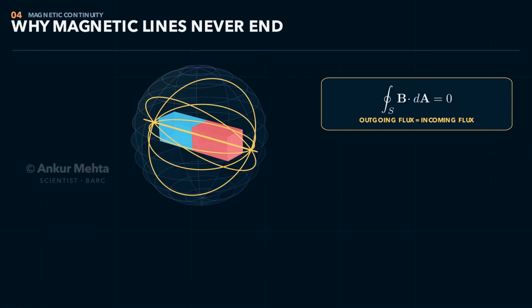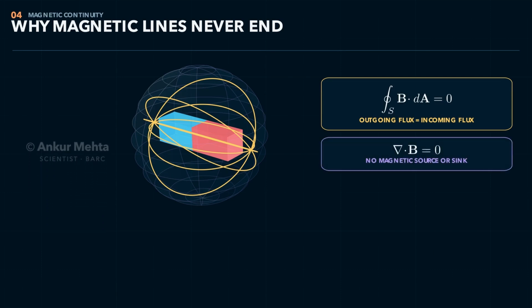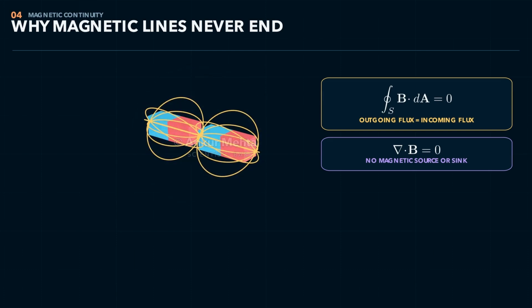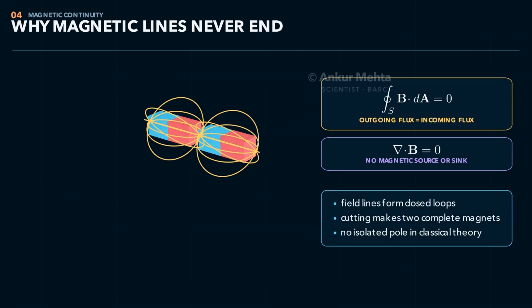This does not mean that the magnetic field is absent. It means that the field has no isolated source or sink. Try cutting the magnet in half. Instead of separating north from south, each piece becomes a smaller magnet with its own north and south poles. As far as ordinary electromagnetism has observed, magnetic monopoles do not appear. Magnetic field lines form continuous loops.